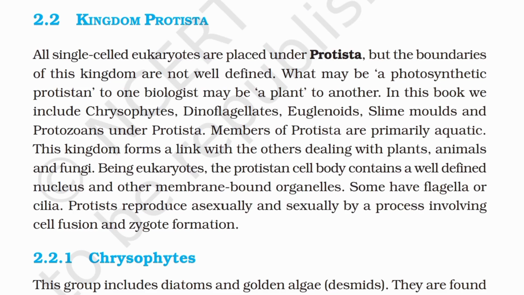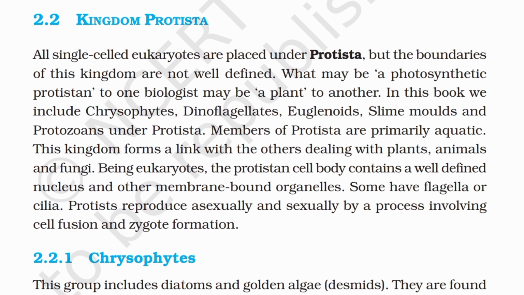All single-celled eukaryotes are placed under Protista, but the boundaries of this kingdom are not well defined. What may be a photosynthetic protistan to one biologist may be a plant to another. In this book, we include chrysophytes, dinoflagellates, euglenoids, slime molds, and protozoans under Protista.